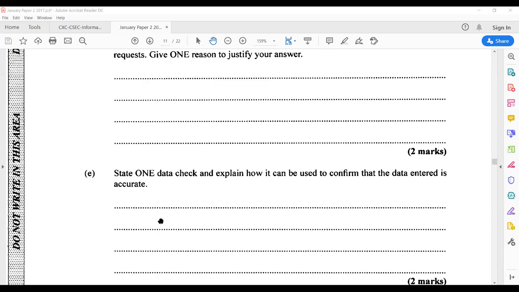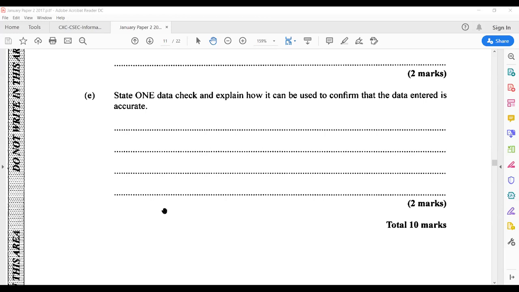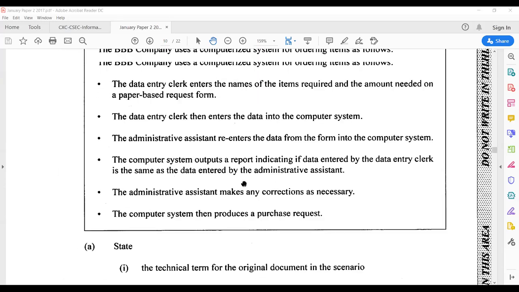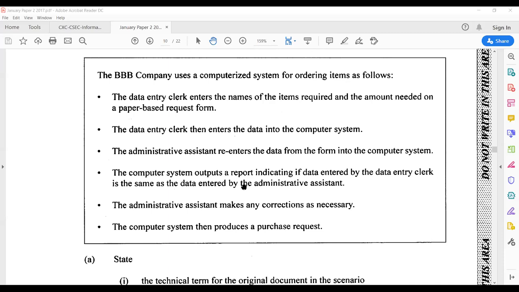Okay, now part E of the question: state one data check and explain how it can be used to confirm that the data entered is accurate. So the question is, what is a data check and how can it be used to confirm data entered is accurate? So I'm going to go back up to the scenario and have a look at it again. What is a data check that could be performed? That means you have to name the check and then how it could be used.